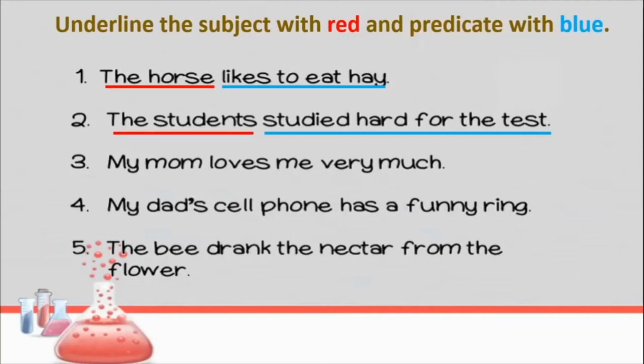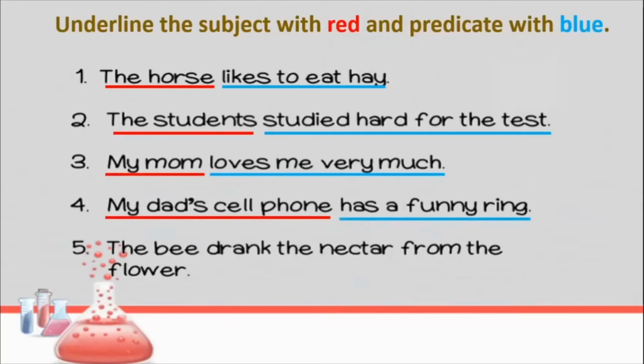My mom loves me very much. Who loves you very much? My mom. What does my mom do? Loves me very much. So my mom is the subject and loves me very much is a predicate. Look at the next sentence. Here there is a chance that you might make a mistake. My dad's cell phone has a funny ring. So this sentence is not about my dad, but it is about my dad's cell phone. Therefore, my dad's cell phone is the subject. I've underlined it with red. And has a funny ring is the predicate.